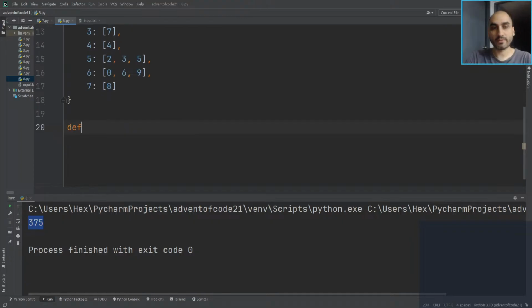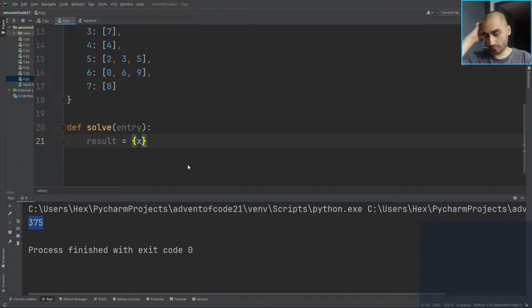So, let's write a method. Given an entry, which is the list of strings, just find a mapping. No, we want a decoding.